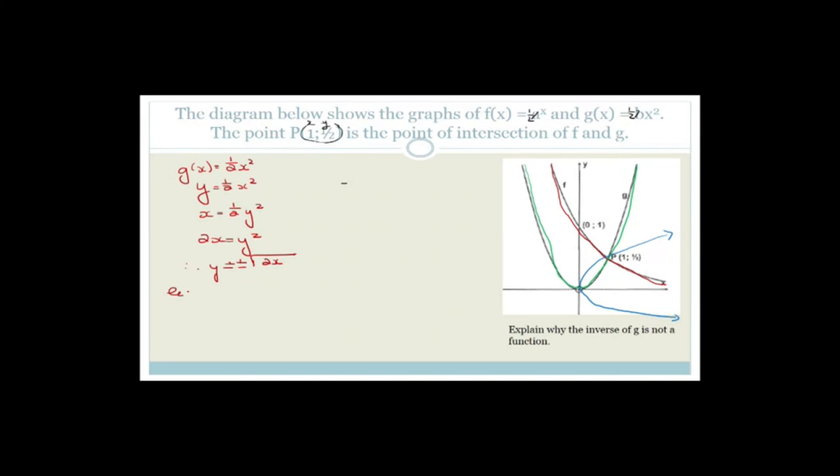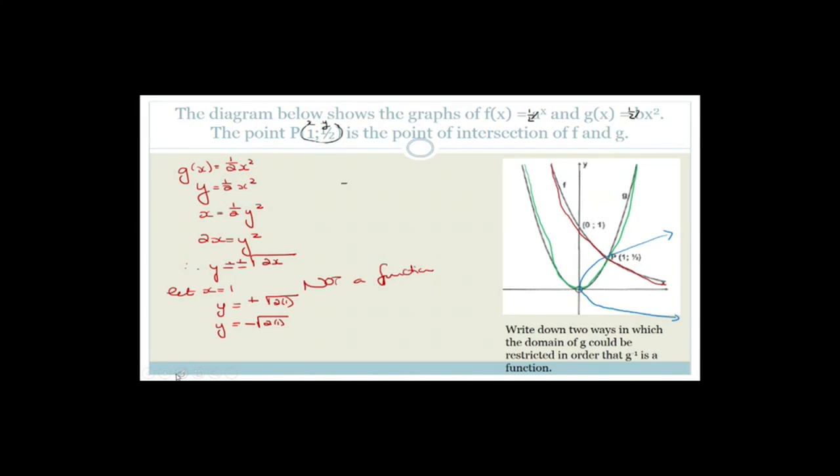Let's do an example. We can say let x equal 1. Then do you agree that y is going to be either plus the square root of 2 times 1, or y is going to equal minus the square root of 2 times 1? And that is not a function. A function, for every x value, there's one and only one y value.